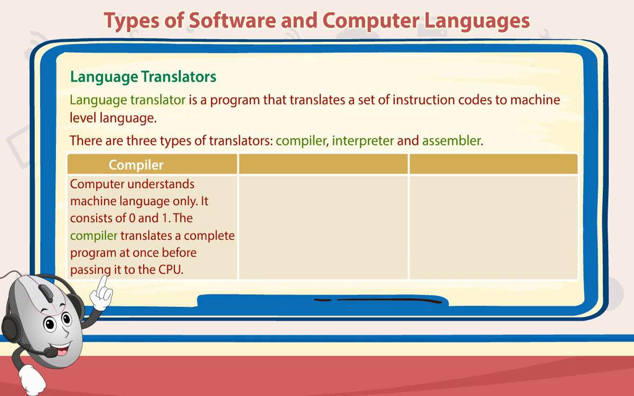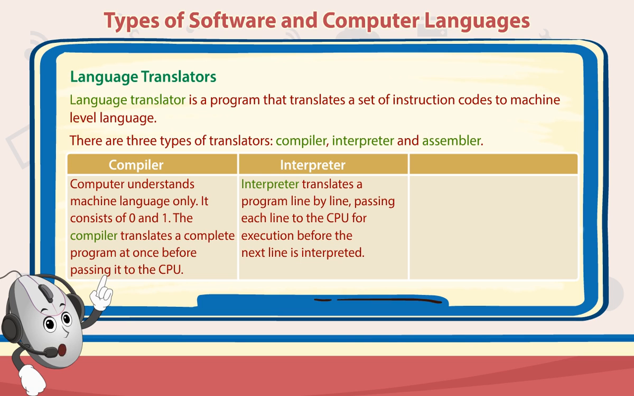Compiler. Computer understands machine language only. It consists of 0 and 1. The compiler translates a complete program at once before passing it to the CPU.